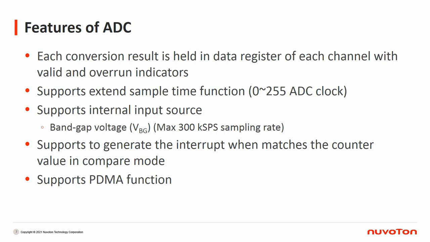ADC also supports internal input source like bandgap voltage. There is a built-in bandgap voltage value in the chip. It could be used to calculate the supply voltage when AVDD is connected to the power supply. ADC supports to generate the interrupt when the counter value is matched in compare mode. In addition, ADC supports PDMA function for accessing the conversion data via direct memory access.